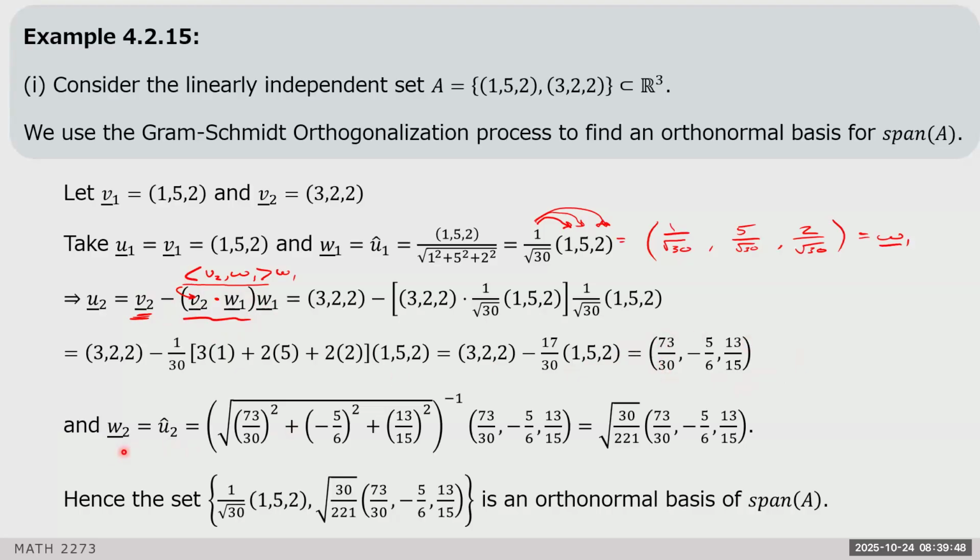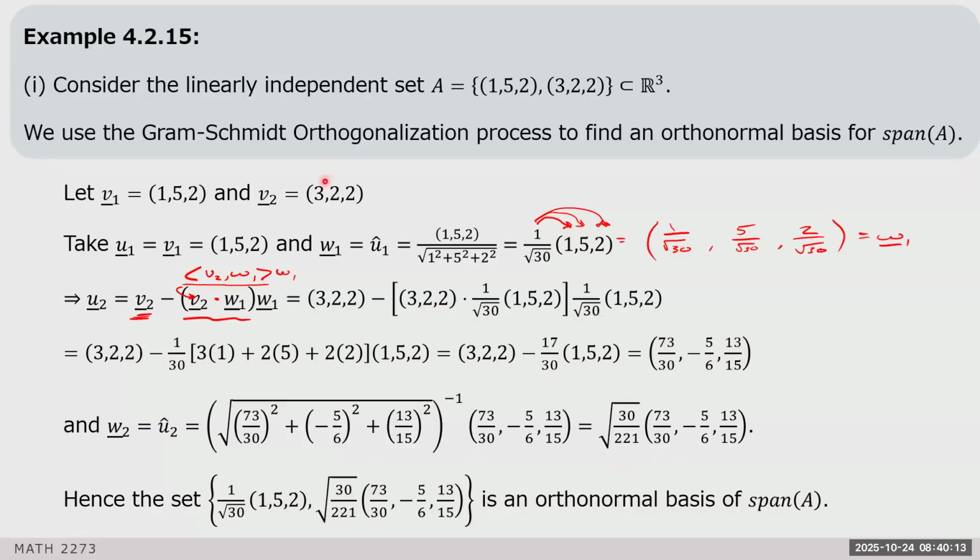But we then need to convert this U2 into W2. And what is W? It's just the unit vector of the U. So it's 1 over the length; I didn't want to put a 1 over, so I put the exponent minus 1. The length is the square root of each component squared, added up. When you do that calculation, you get this vector. So this is your W2.